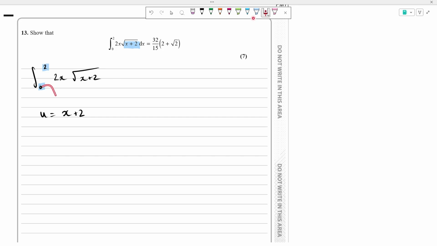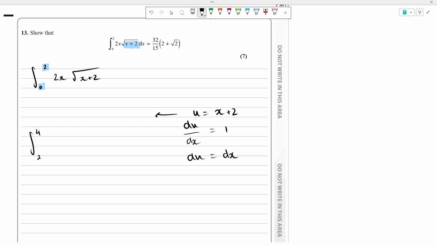If I substitute them into here, 0 plus 2 gives me 2, and 2 plus 2 gives me 4, so that's going to be my lower and my upper limit. So I'm going to write my new limits as 2 and 4. Whenever you make a substitution, you should differentiate that substitution as soon as you can. So you get du over dx is equal to 1, therefore du must equal dx.